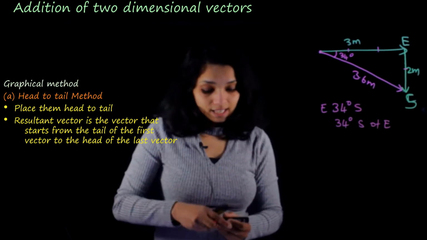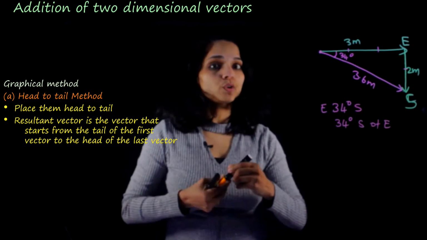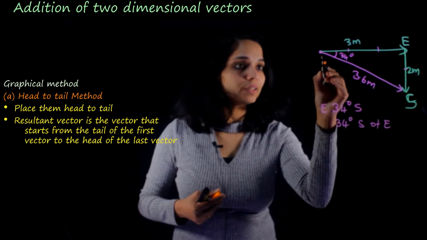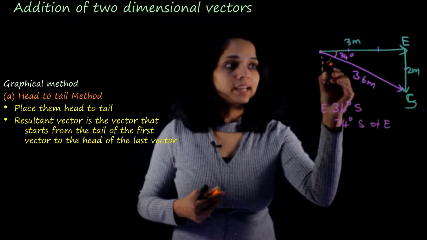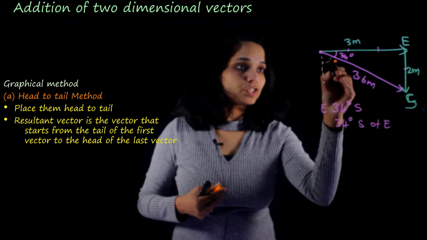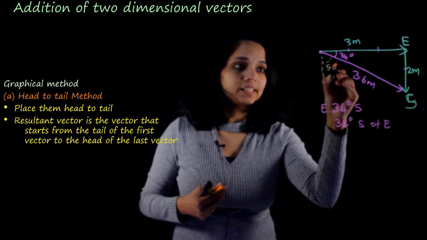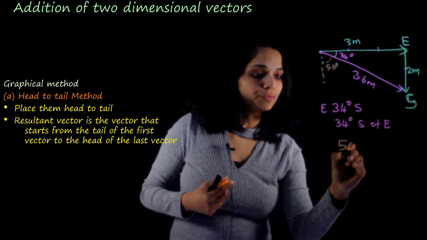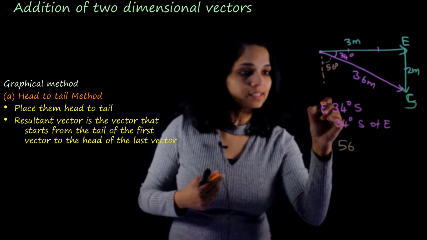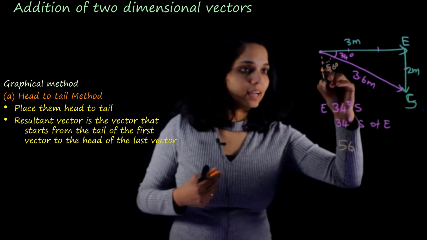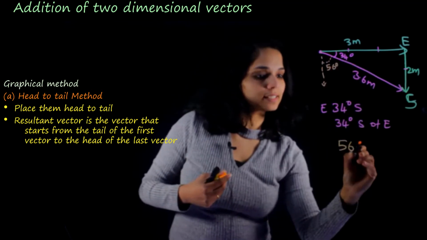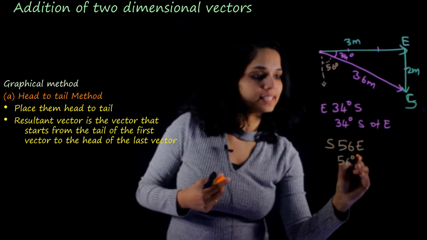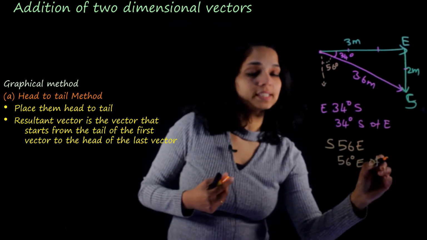Or in another way, you can also mention this direction in terms of this angle. So if this is 34 degrees, you can find this is 90 minus 34 degrees, which is 56 degrees. And then you can say the same direction is 56 degrees, but this is the reference line south, and that's measured towards east, so it's the east of south. Or you can say it's 56 degrees east of south.